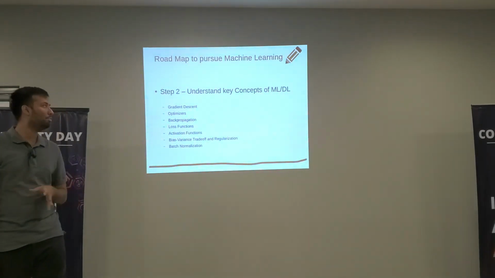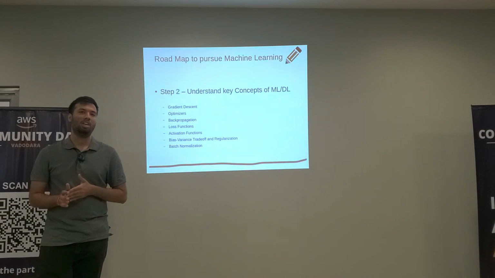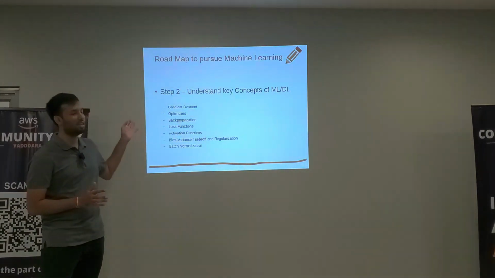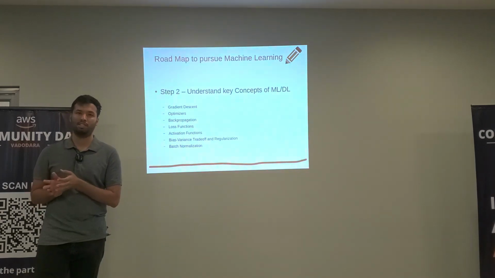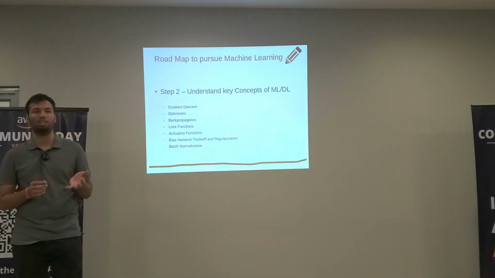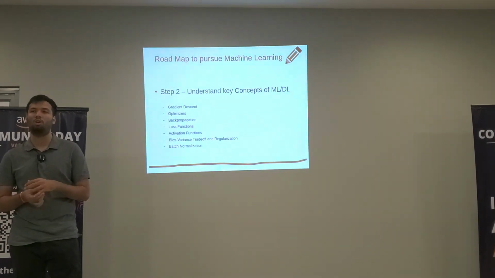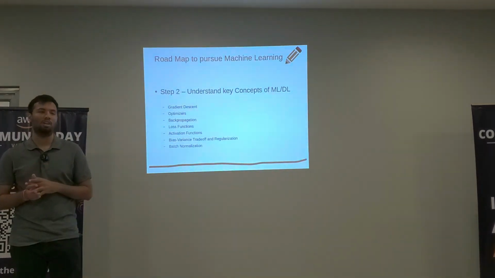So in your roadmap, the second part would be learning machine learning or deep learning. If you want to go with deep learning, these are the concepts you need to learn. And classical machine learning is a separate stream. Classical machine learning would involve algorithms like decision trees, random forest.